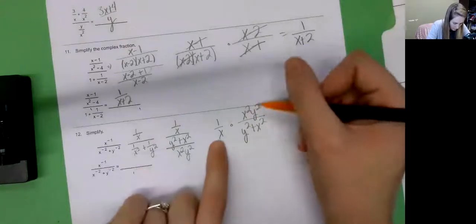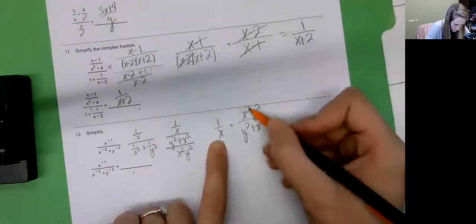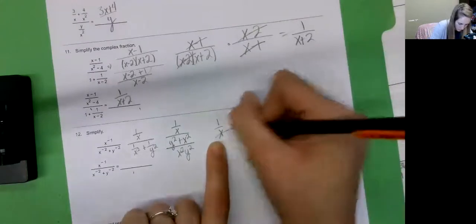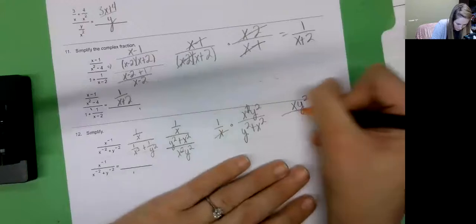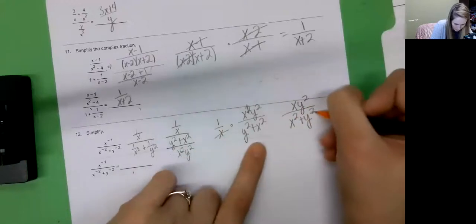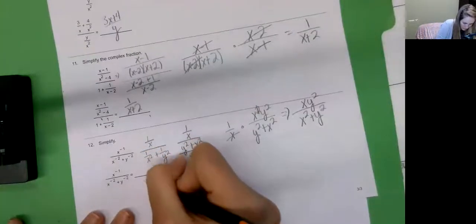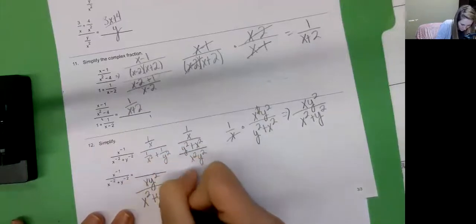Right here, we're going to use our quotient rule with these since they're multiplying. And so x to the 2 minus 1 would be x to the 1. So we're going to have x y squared over, I'm just changing the order of this because it bothers me, but it should take it either way. So x y squared over x squared plus y squared.